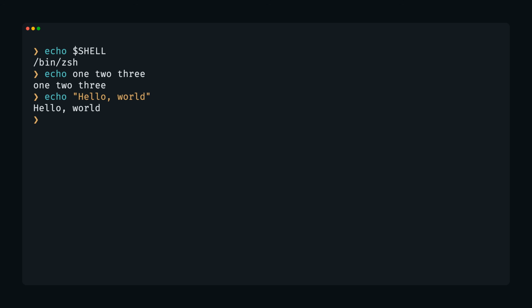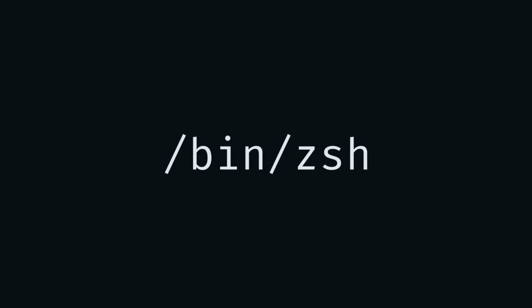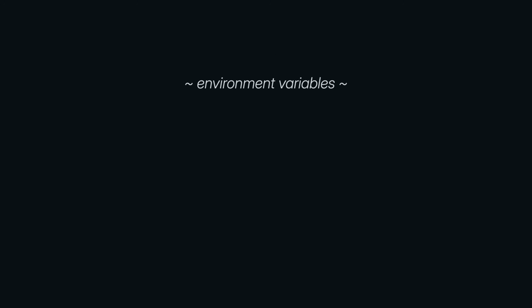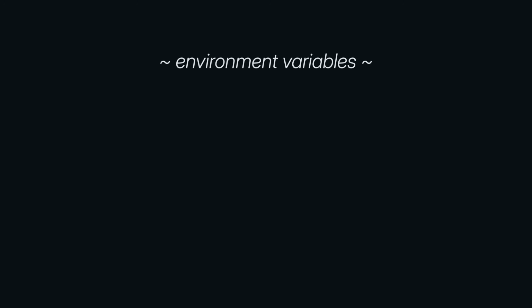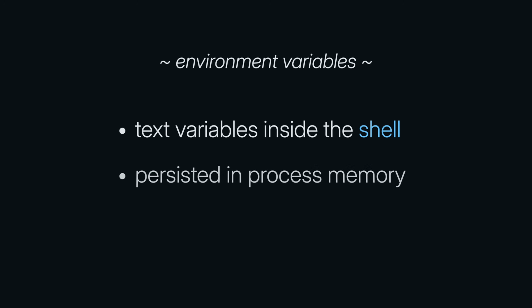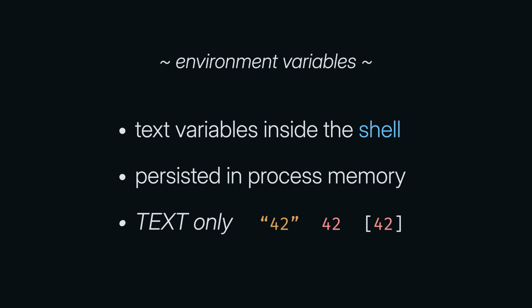So that raises the question, if echo $SHELL printed /bin/zsh, then how did $SHELL become /bin/zsh? To understand that, we need to talk about environment variables. An environment variable is a text variable that the shell stores in its process memory. And do take note that it is a text variable rather than a number, an array, or anything else. This fact will arise again and again while working with the shell.